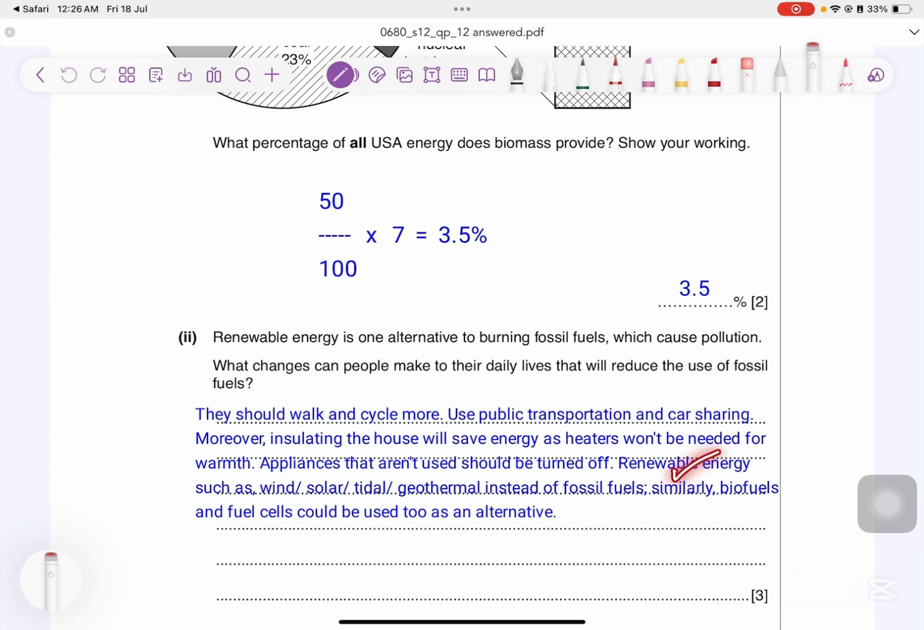Renewable sources should be used instead of the unrenewable, such as wind, solar, tidal, and geothermal, because they can be claimed from the earth itself or naturally, so there's no limit for their usage.